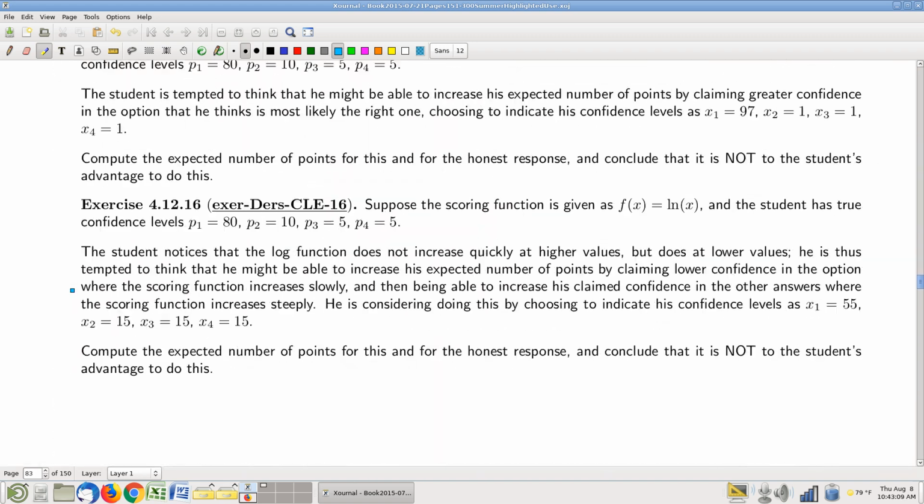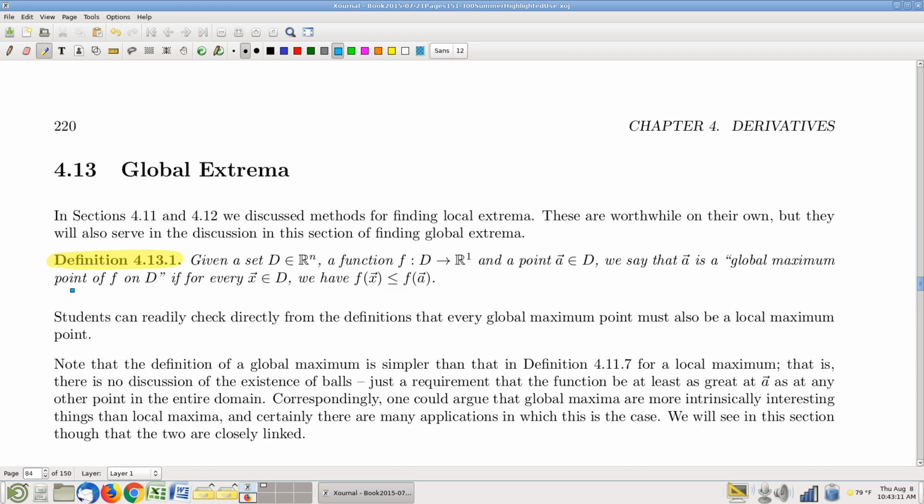What I do want to talk about real quick is how to actually turn critical points into global extrema. How do you find the absolute maximum? We've talked about how to find critical points. We've talked about how to classify interior critical points locally.